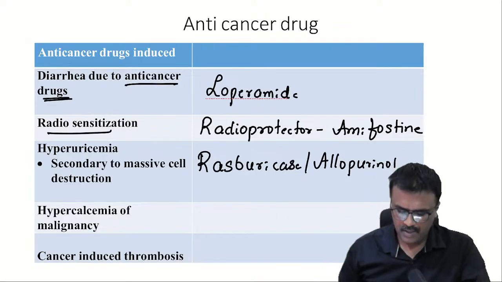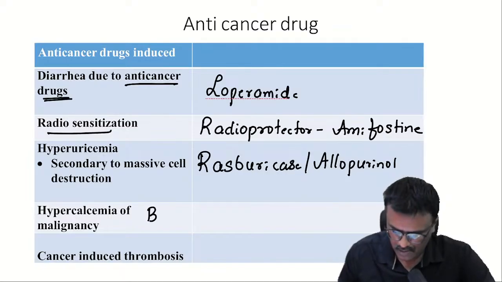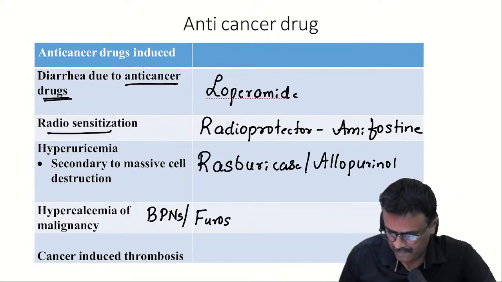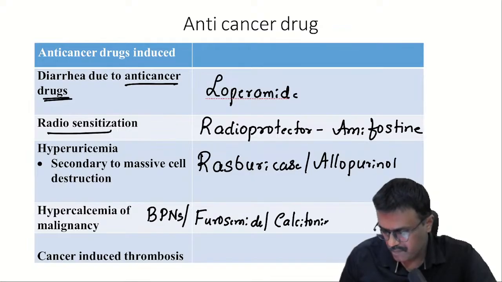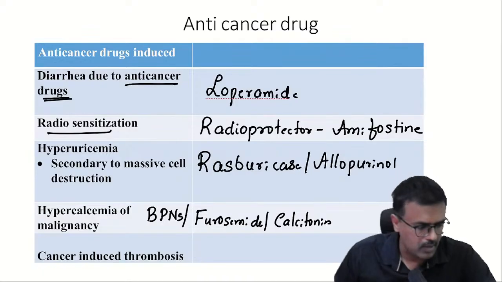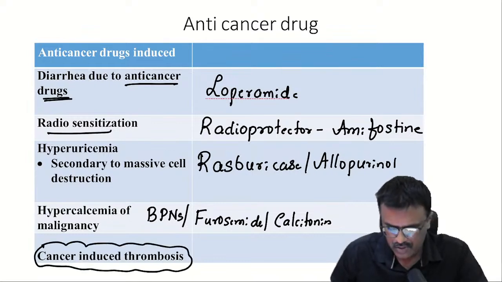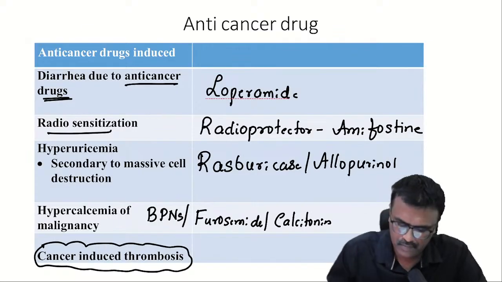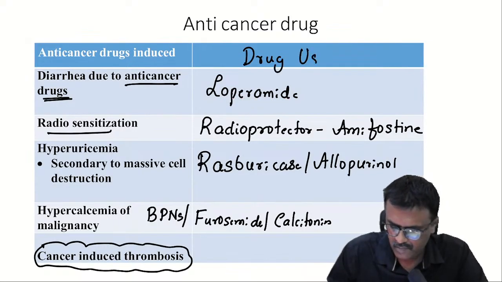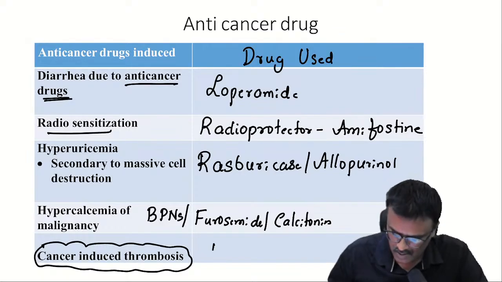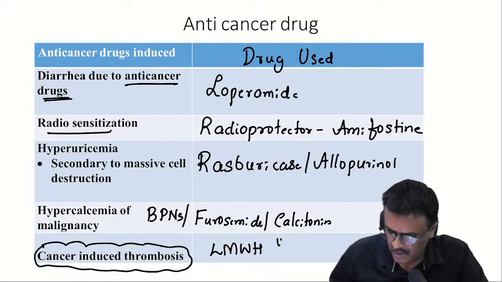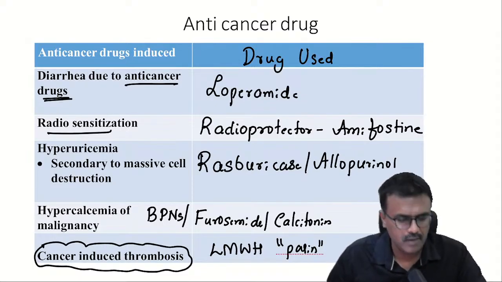Okay. Hypercalcemia of malignancy. So the drug of choice are bisphosphonates. You can also use loop diuretic like furosemide or calcitonin. Cancer-induced thrombosis. The last one is for you guys. This is also NEET PG question. What is the drug of choice? Yes, it is low molecular weight heparin. How do you identify them? They all end with parin. Enoxaparin, dalteparin, nadroparin, they are used.